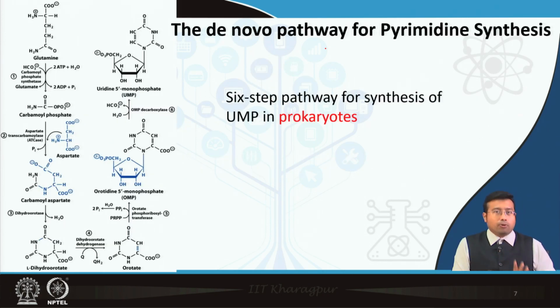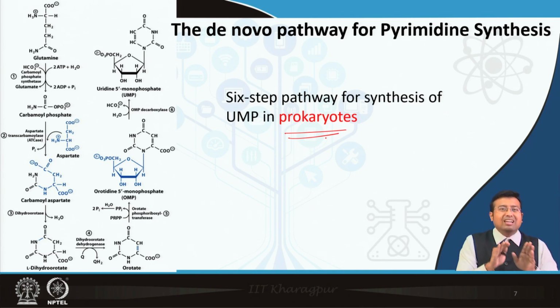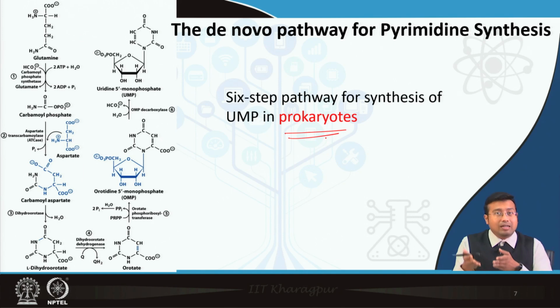So, in case of prokaryotes, the total synthesis of pyrimidine happens in a 6 step pathway. Why am I saying prokaryote? Because in eukaryotes the system is much more simplified. So, let us discuss the prokaryotic pathway first, because most of the questions are framed keeping the prokaryotic system in mind, especially in case of pyrimidine biosynthesis. We will break down all the steps one by one.